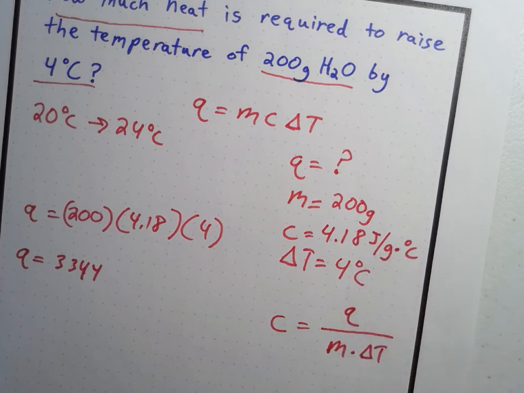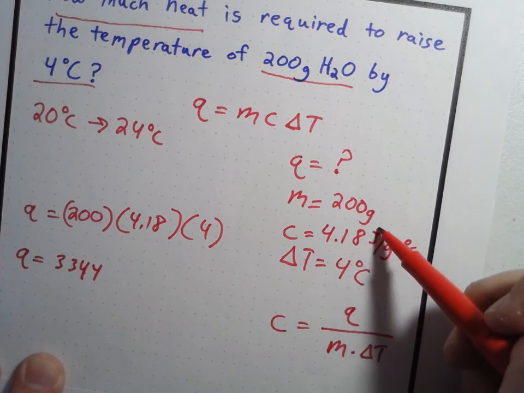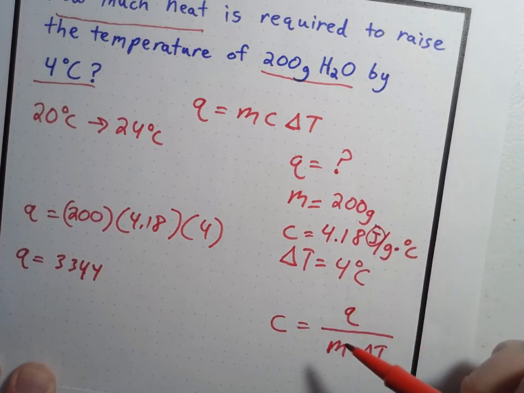That's basically because if you manipulate the original formula and solve for C, you get Q over M times delta T. So what's the unit we use for Q? Well, it's the same unit for Q that was used in your specific heat value. So we use joules, so Q comes out in joules.